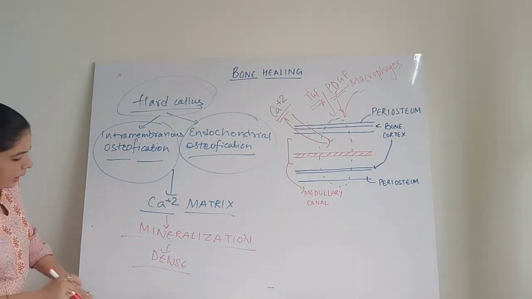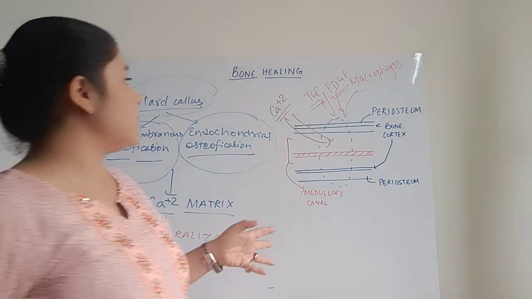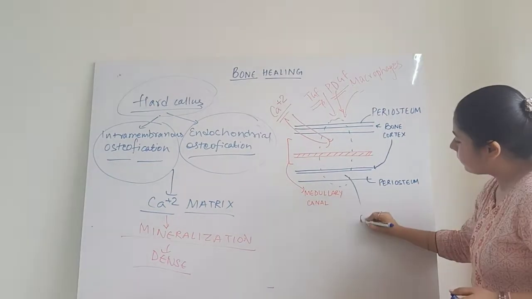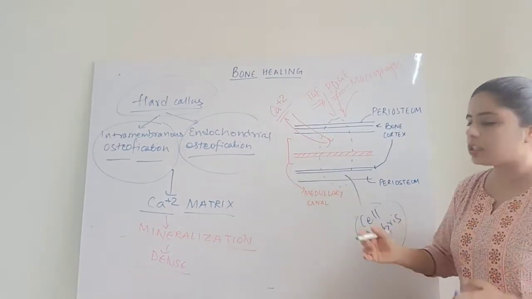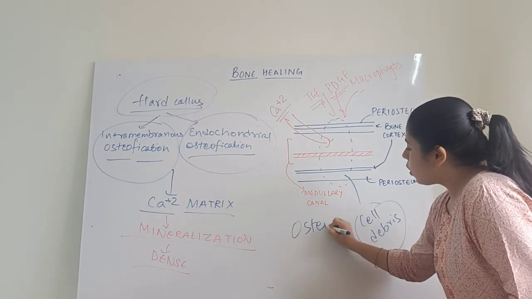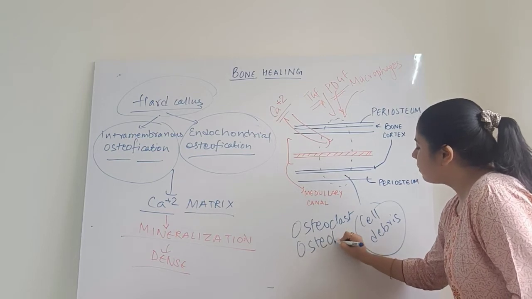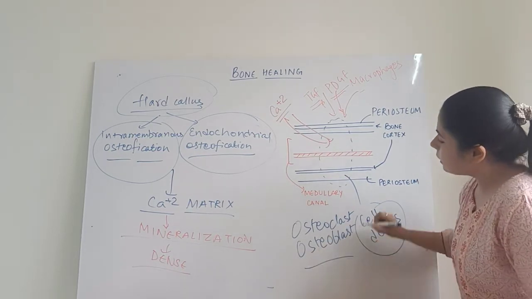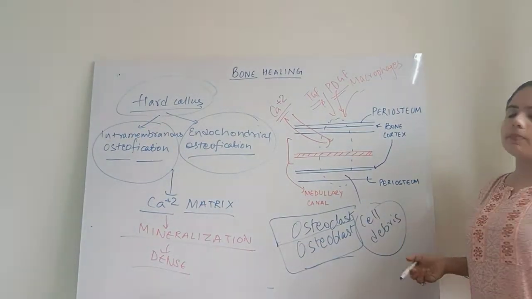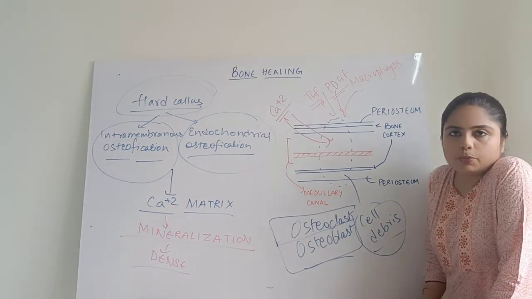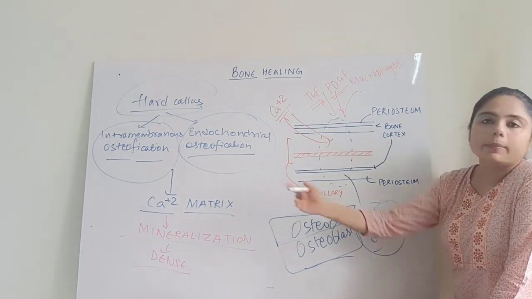Even if the process of bone formation has begun, there is still cell debris which has to be removed. So there is a constant process of osteoclast and osteoblast activity happening here. Still the bone cells are being removed and new bone cells are being formed. Now there is a question: when the cell debris has already been removed, what is the use of clast activity here? Why do the bone cells have to be destroyed when they are already being formed?